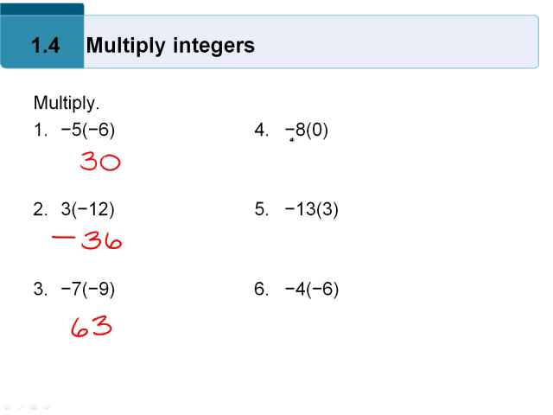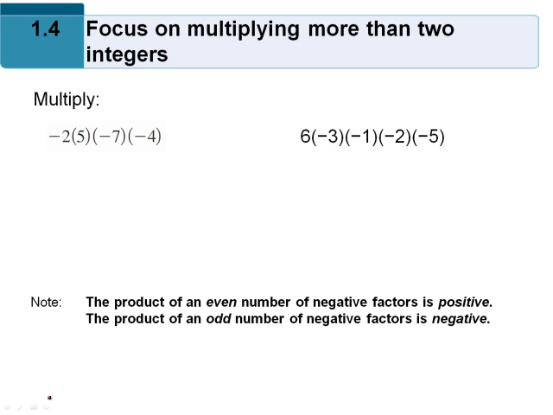Now, number 4, we have -8 times 0. Even though the 8 is negative, it doesn't matter, because anything times 0 is always 0, no matter what. Now, number 5, we have -13 times 3. A negative times a positive. The signs are different, so it's going to be negative, and 13 times 3 gives you 39. Number 6, -4 times -6. The signs are the same, so the answer is positive 24. So remember, with multiplying integers, same signs, positive. Different signs, negative.